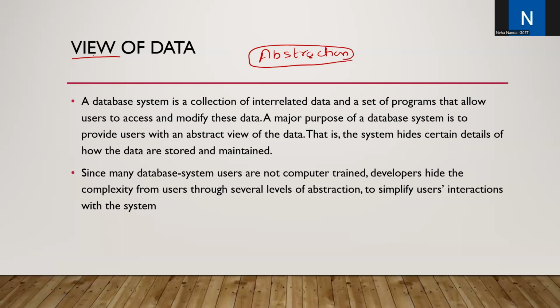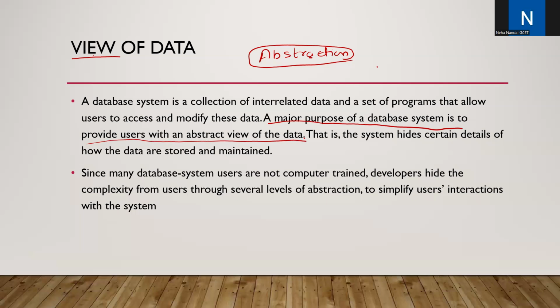So what is the use of this abstraction? Basically, we are trying to hide some irrelevant details from the users. So that is particularly the meaning. Here also in this slide, it is written that the major purpose of database systems is to provide users with an abstract view of the data. So that is our main purpose.